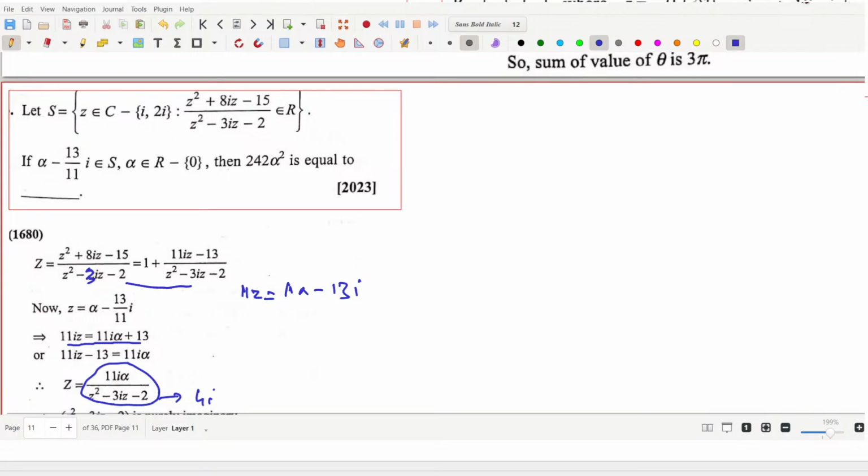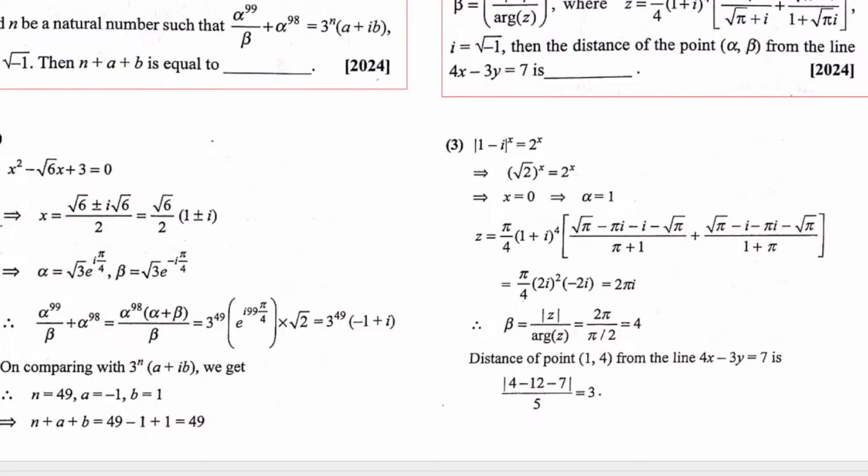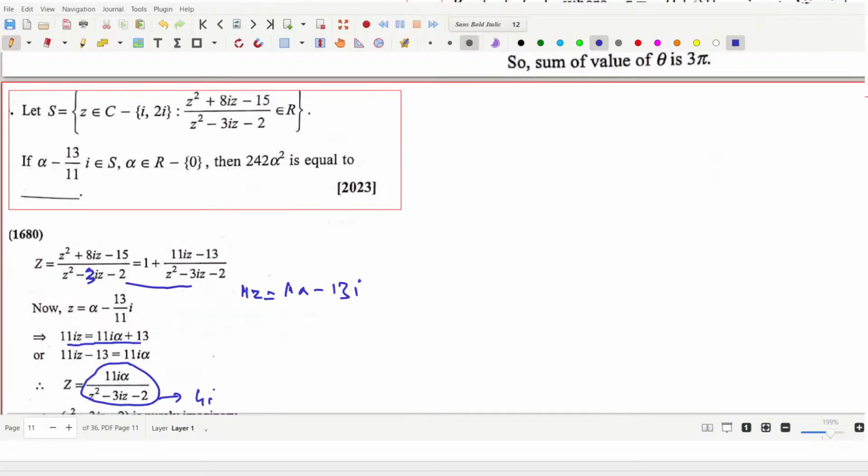Now we'll write this one as cos 60 plus i sin 60, right? Which is nothing but cos pi by 3 plus i sin pi by 3. Pi by 3 whole power 14, which is nothing but cos 14 pi by 3 plus i sin 14 pi by 3, right?